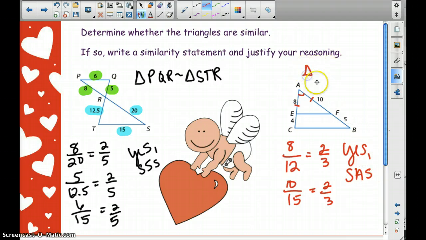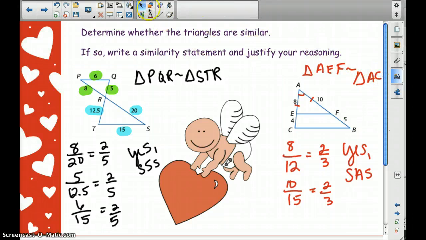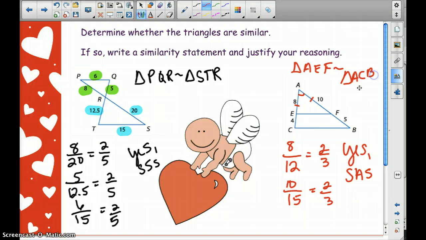So we can say triangle AEF is similar to triangle, we're going to do A, order matters, A, C, B. All right. So we justified why they were similar, we stated the similarity statement, and that's how you can use side-side-side and side-angle-side.